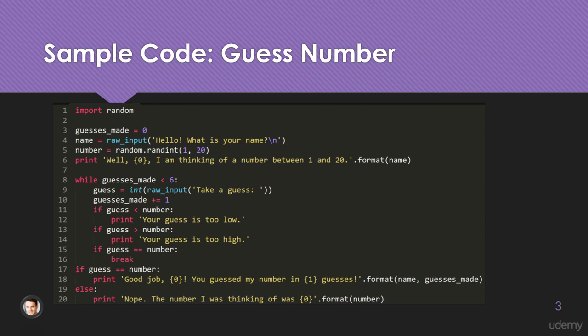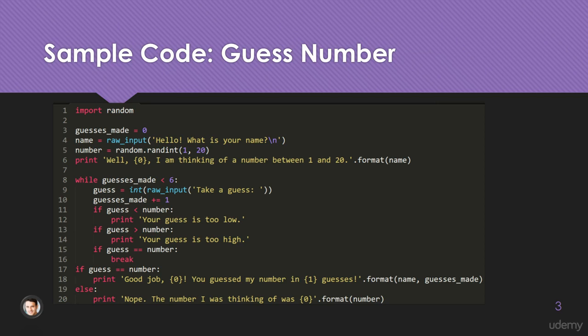And if the guess that the user has made is less than the random number, it says the guess is too low. If it's greater, it says the guess is too high. And if it's equal to the number, it breaks the loop and goes to line 17. So lines 8 to 16 are going to repeat 6 times and allow the user to keep guessing numbers. And if the user guesses the number, it breaks, goes to line 17.